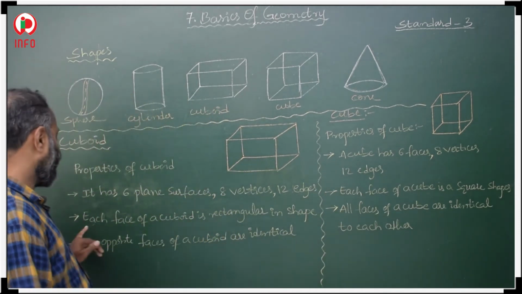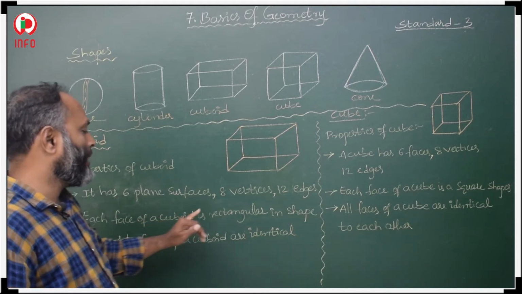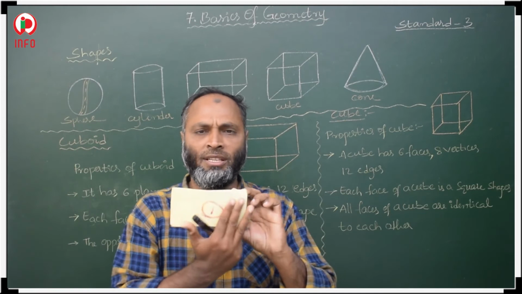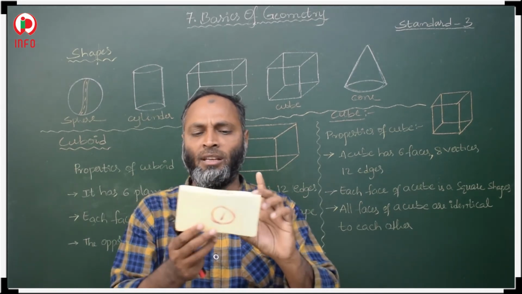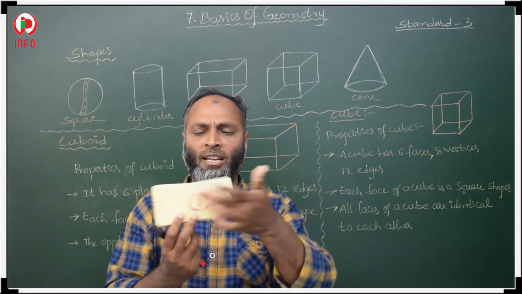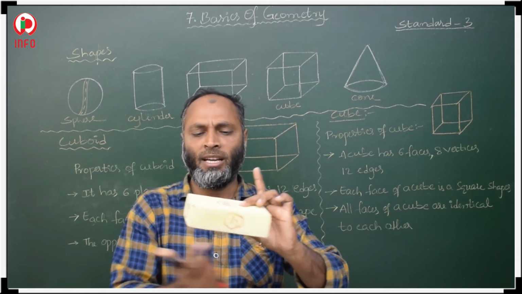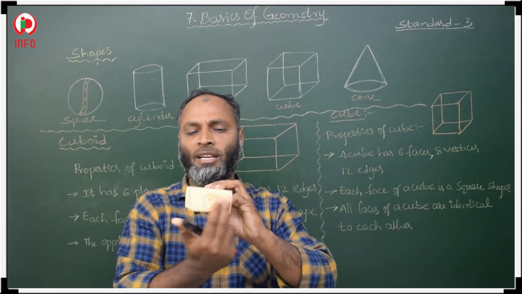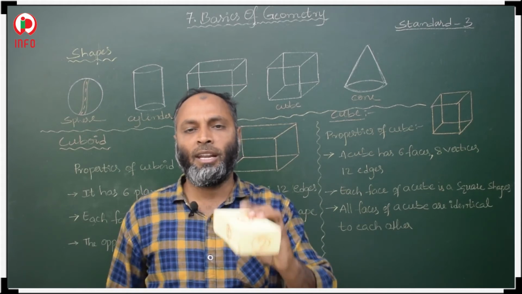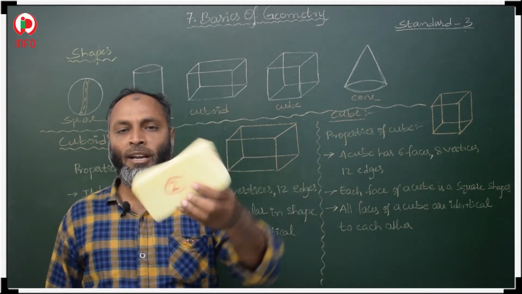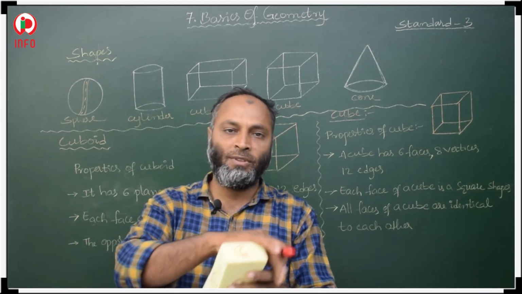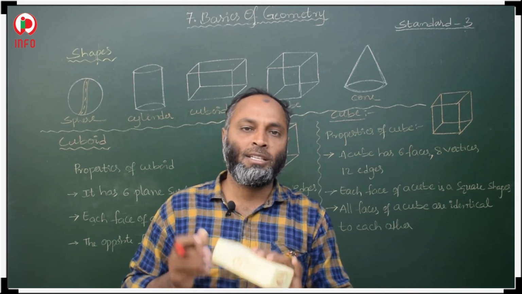Then here, second, each face of a cuboid is rectangular in shape. All faces are rectangular. This face and the backside face, these two faces are rectangles, and this is a rectangle and this is also a rectangle, the backside face also, and this face is a rectangle. All 6 faces are rectangular in shape.